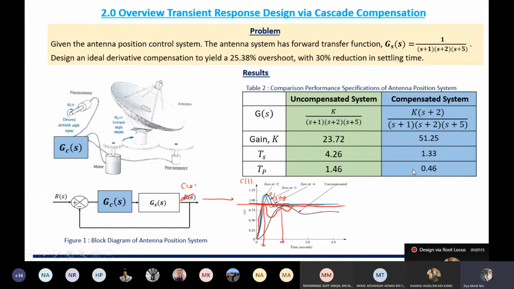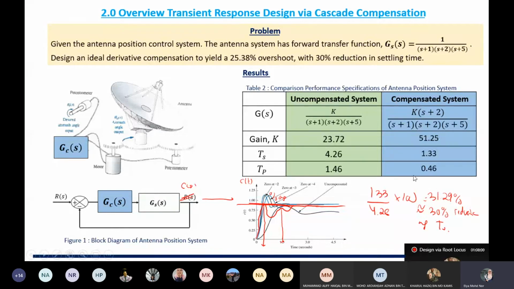So just check, does this compensated system achieve 30% reduction in settling time? 1.33 over 4.26 times 100. What do you get? 31.29. Okay, so 31.29%. It's almost achieved 30% reduction of settling time. So you meet the design requirement. Those are the steps to do the design.